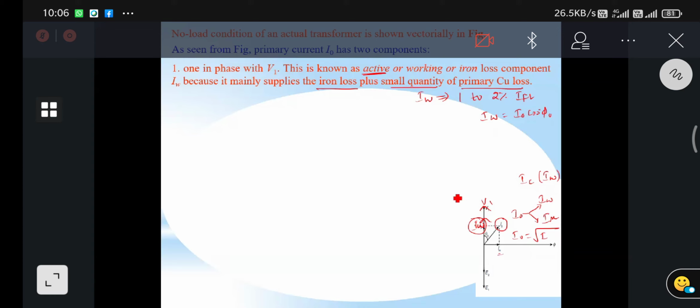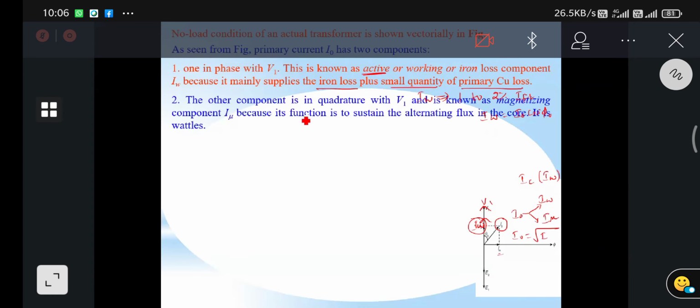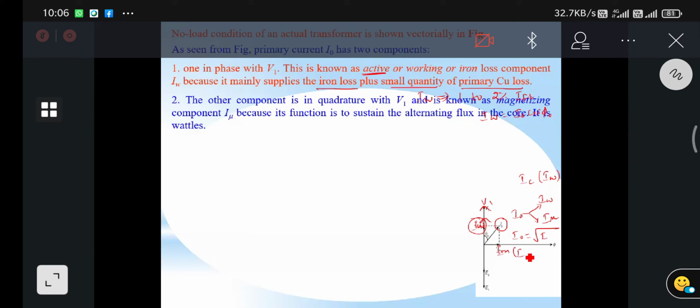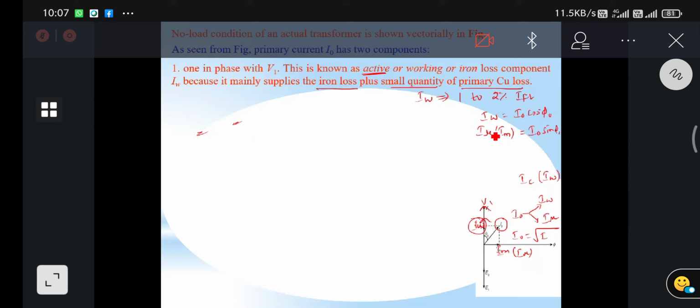Coming to the second case, the other component is in quadrature with V1. This is also known as the magnetic component, that is I mu or Im, because its function is to sustain the alternating flux, that is, to produce the alternating flux in the core. So it is wattless, because there are no units of power. The I mu or Im is I naught sin phi naught.